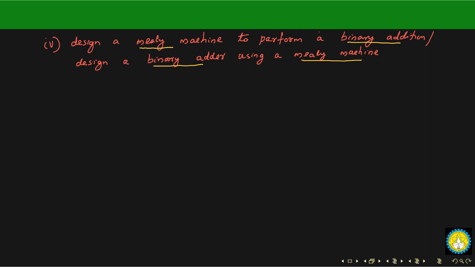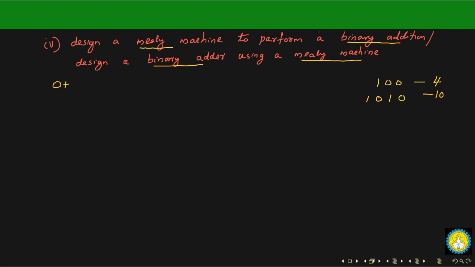If two numbers are given, let's quickly revisit the process of binary addition. Suppose you are given 1 0 0 and some other number, say 1 0 1 0. You may know that this represents 4 and this represents 10, right? When we are adding this, there are some rules for binary addition, which you may already be aware of. Let me list them down very quickly.